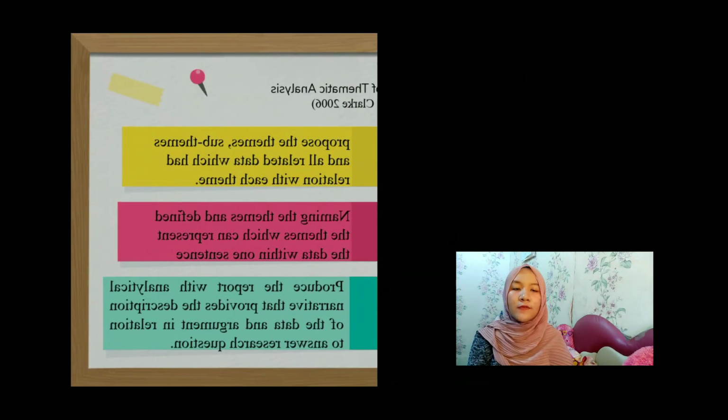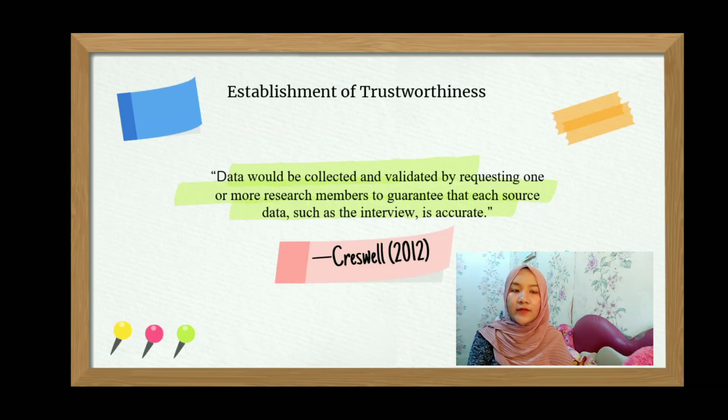The establishment of trustworthiness. In the process of data collection and analysis, the accuracy of analysis and conclusion must be assured. In this research, by employing member checks, the researcher validates the accuracy of the results in its member checking. According to Creswell 2012, he noted that the data would be collected and validated by requesting one or more research members to guarantee that each source data, such as the interview, is accurate.